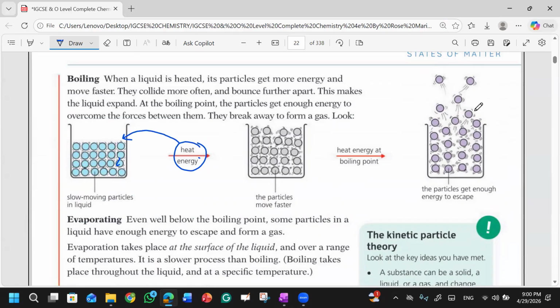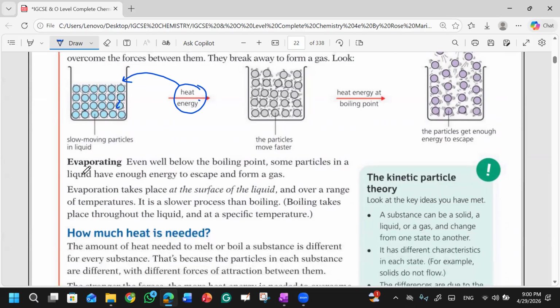They evaporate. Why do they evaporate? Because they have extra energy, enough energy to leave that system. So they leave the boiling water part, convert into the gaseous form and enter the air. This is known as evaporation. They have mentioned that even well below the boiling point, some particles in the liquid have enough energy to escape and form gas. This is known as evaporation.